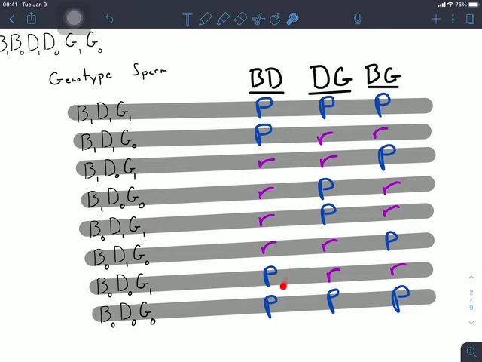1, 2, 3, 4 parentals. 1, 2, 3, 4 parentals. 1, 2, 3, 4 parentals. 4 recombinants. 4 recombinants. 4 recombinants. Woohoo! We can assign things correctly.